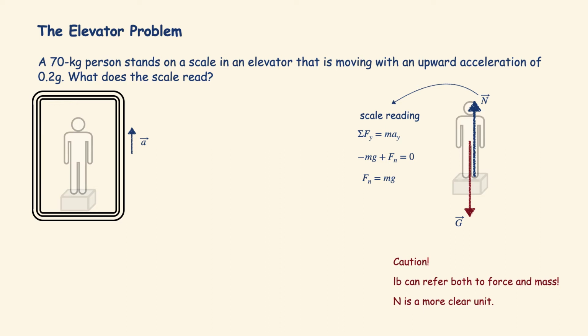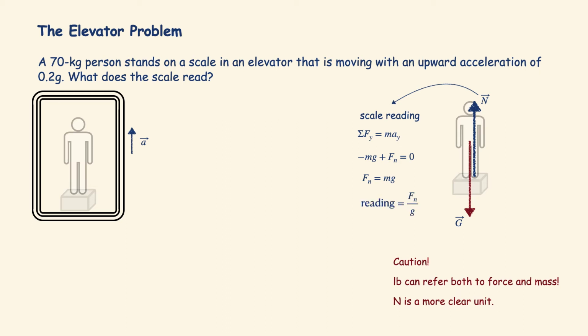Which I personally think is totally unnecessary in physics. But anyway, beside the point, my advice is to stick to the metric units, units of newtons, and everything will be absolutely clear. We know that if we have newtons, that will be force, and if we get kilograms or grams, that will be a mass. So with that, let's go to the reading of the scale.